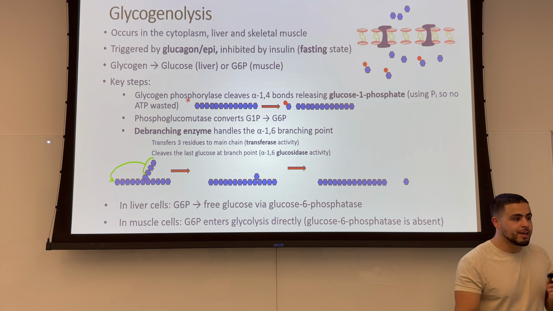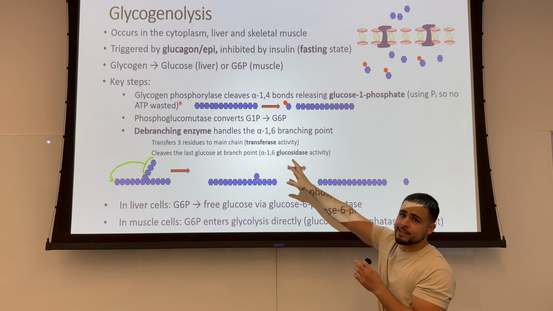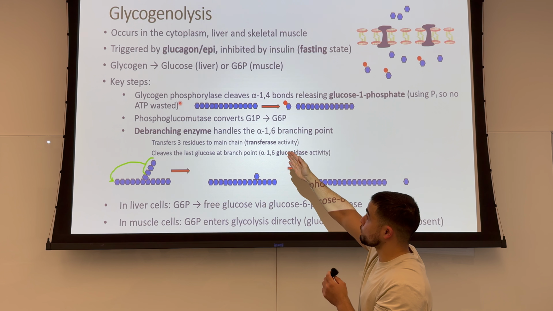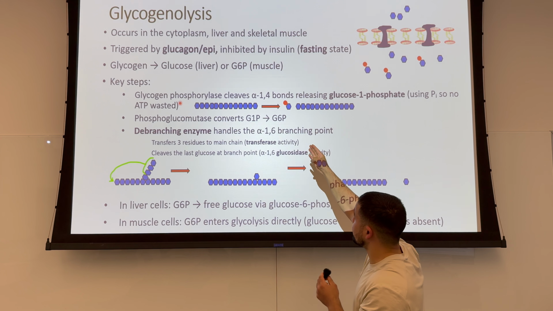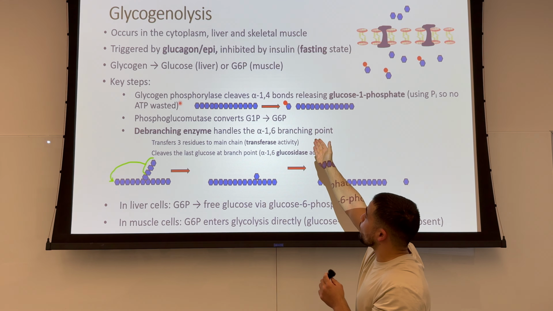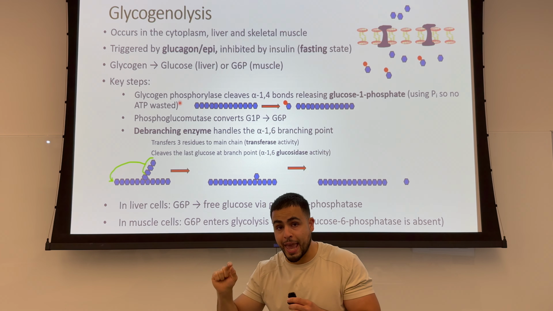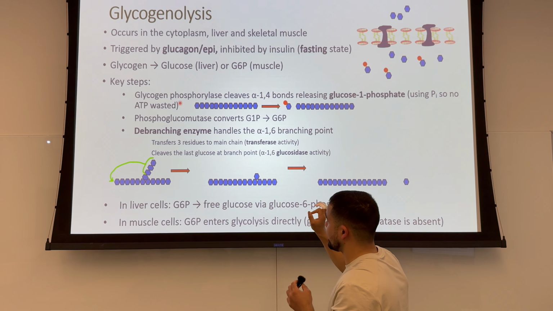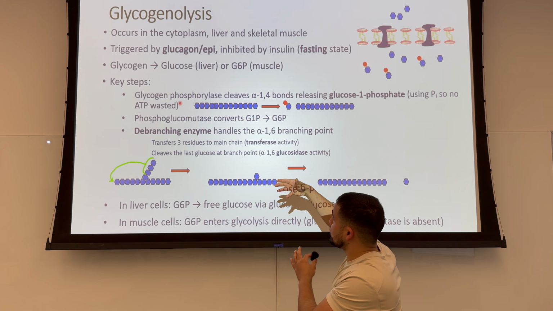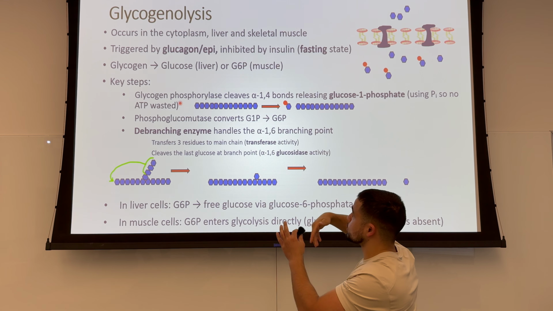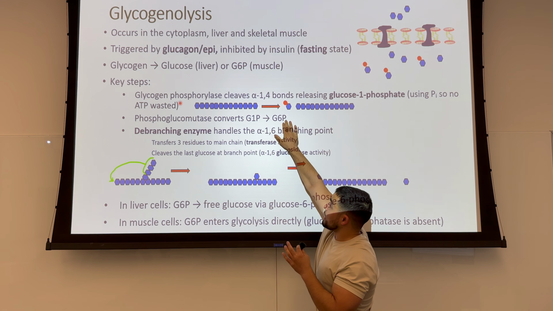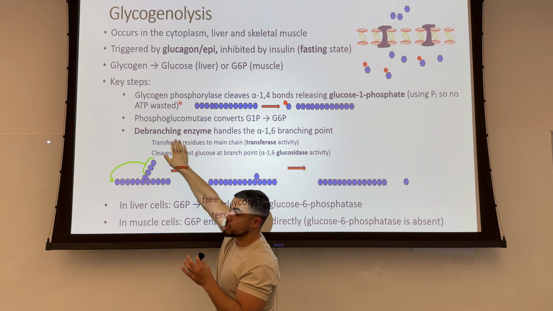In order to cleave the linear chains of glycogen, you're going to use an enzyme called glycogen phosphorylase, which phosphorylates one of the glucose molecules and releases it. Now, importantly, we're not using ATP over here. We're using inorganic phosphate, so we're not wasting energy over there. Okay. Now, after that, you convert it from glucose 1-phosphate to glucose 6-phosphate, and then keep that in the back of your head. Let's talk about how debranching enzyme works.